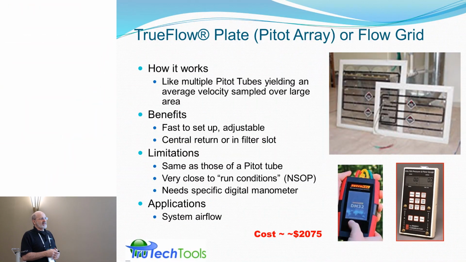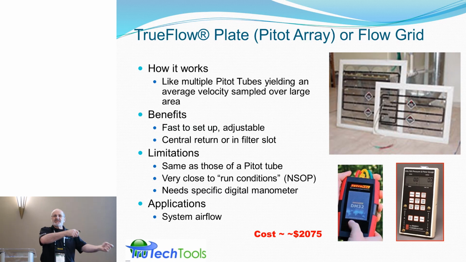The true flow plate, which we mentioned at the very beginning, is a bulk measurement. It's actually a device that slips in the filter slot. Has anyone here seen a true flow plate? Okay. They run about $800. You get 2 of them for the different typical residential filter return slots. They've got an array of Pitot tubes in there.